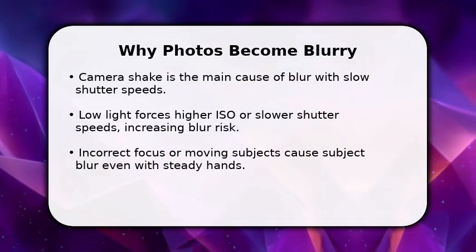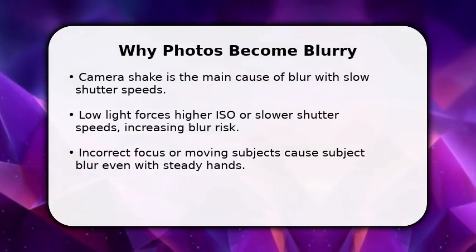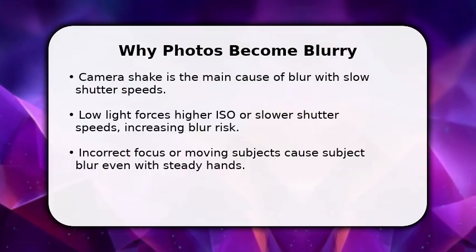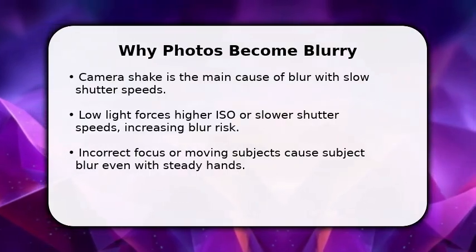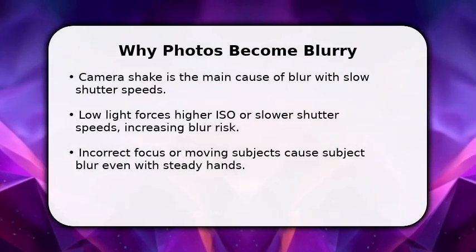Autofocus misses happen when contrast is low or subjects move suddenly. Subject motion blur appears when people or cars move faster than the shutter speed. Understanding these causes helps you pick the right fix quickly.